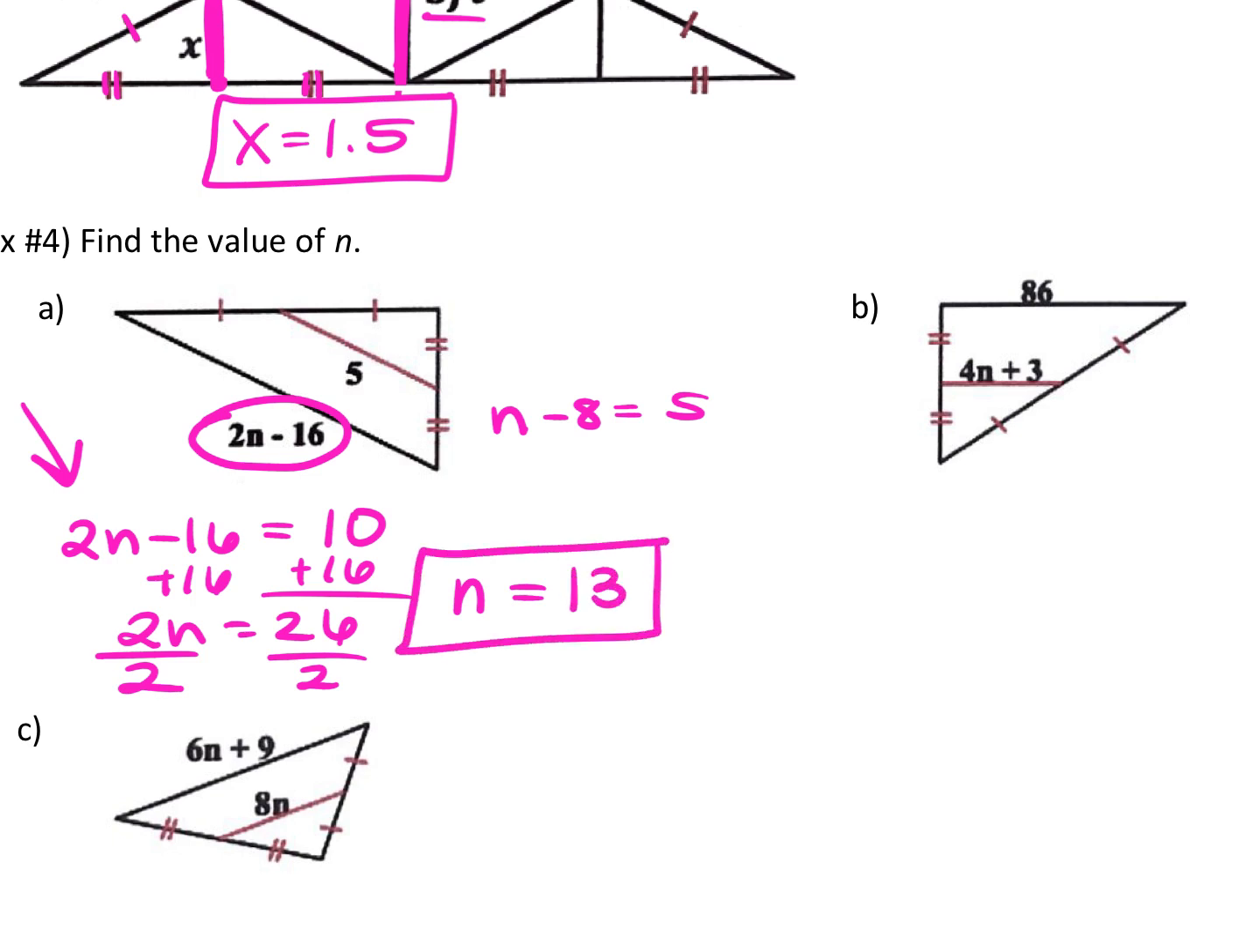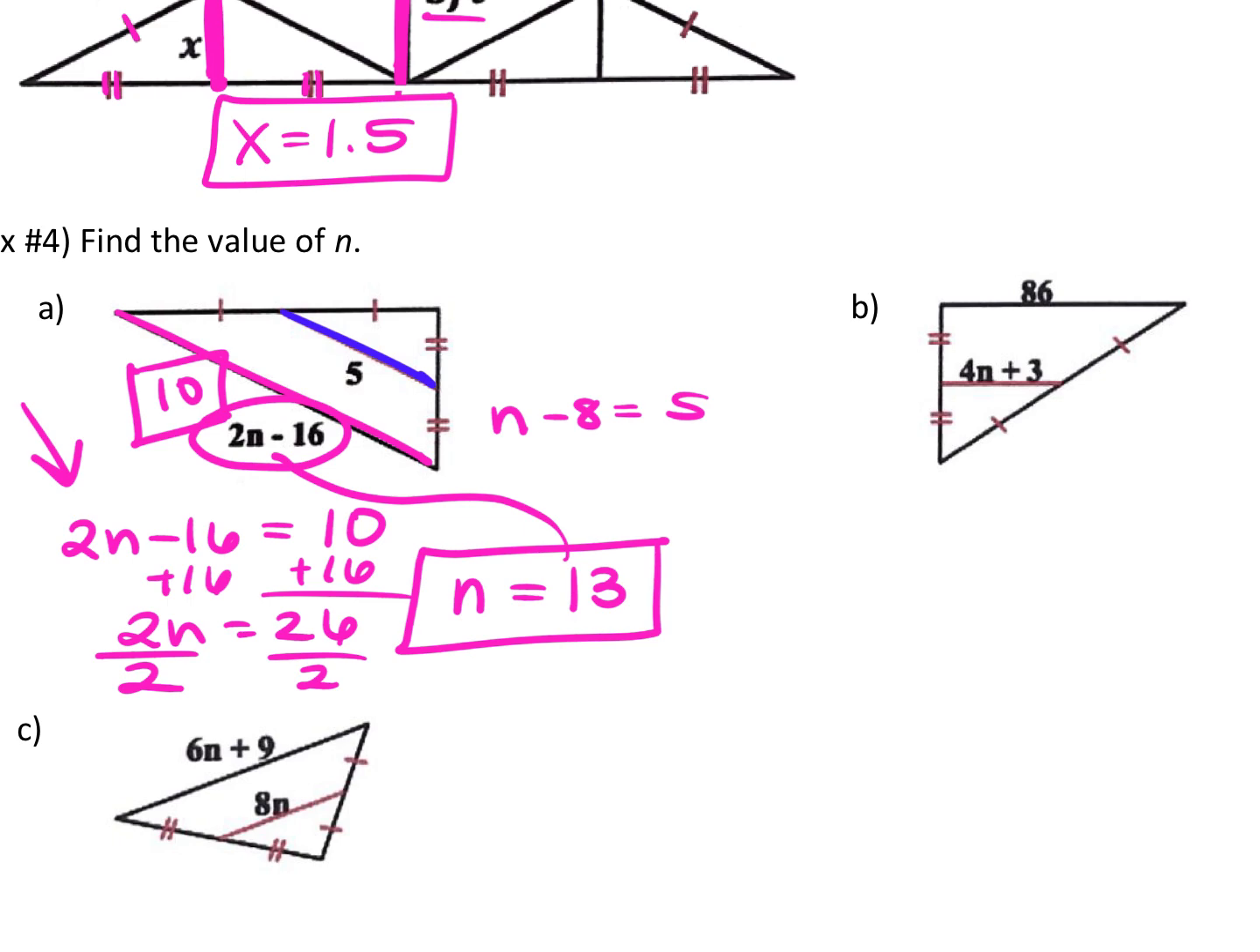Do you know how you can check yourself on this? If I plug this in here, I get 2 times 13, so 26 minus 16 is 10. Does it make sense for this segment to equal 10? Yes, because the shorter one is half of it, 5, right? So you can't always just plug it back in and check, like, does this make sense?